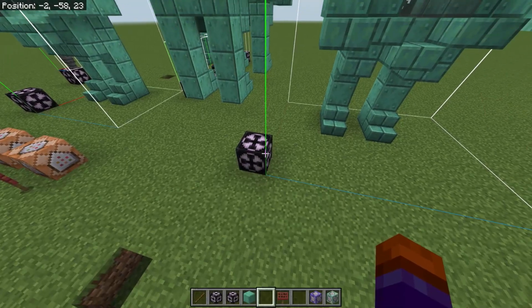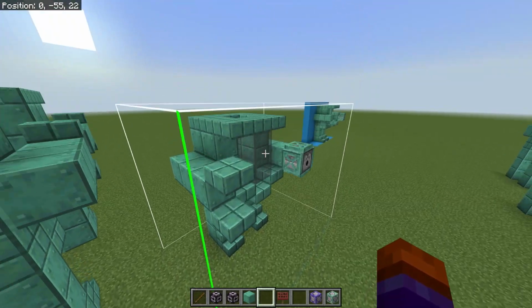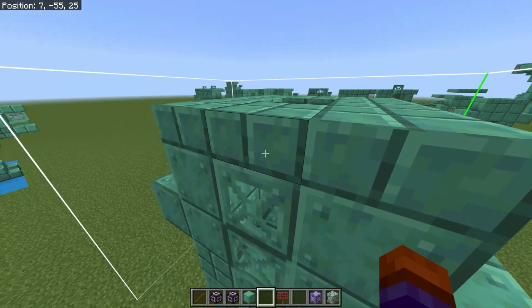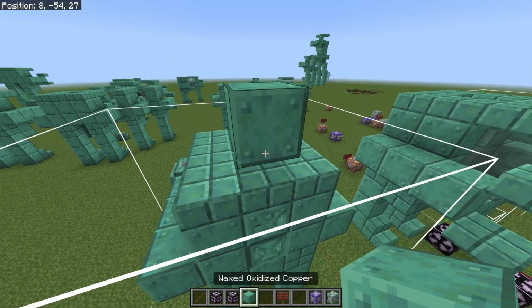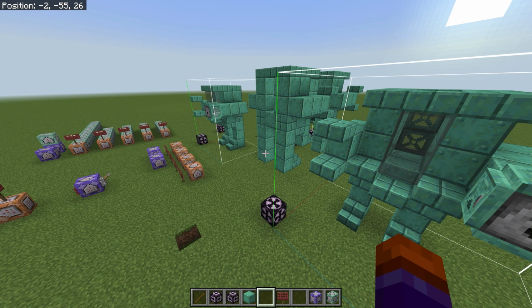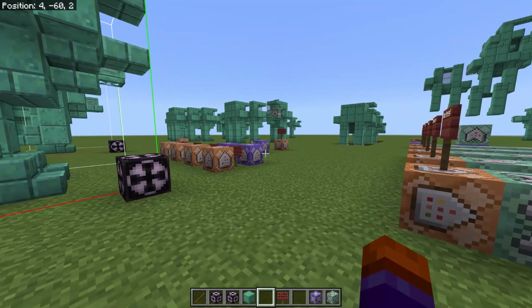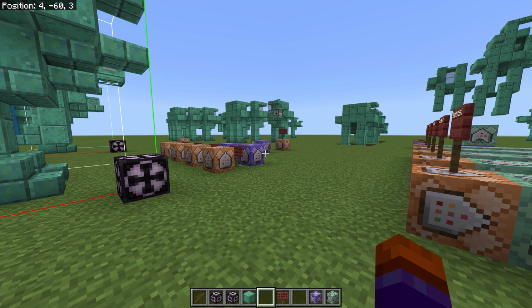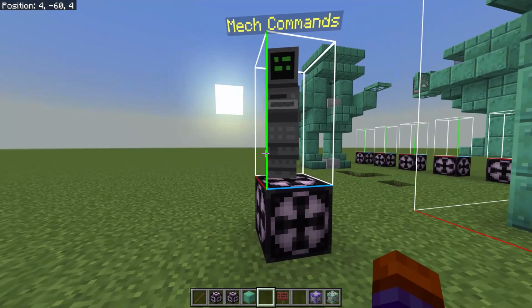So if you want to make a bigger mech, then you have to make sure there's an air gap on each side. I didn't do one on the top because I don't have a jetpack or whatever, so you can't move upwards. If you want to do that, that's fine. I don't think I figured it out completely, but how to get this guy to you.